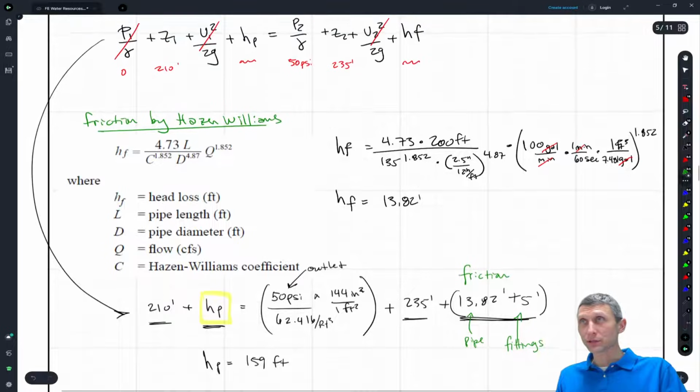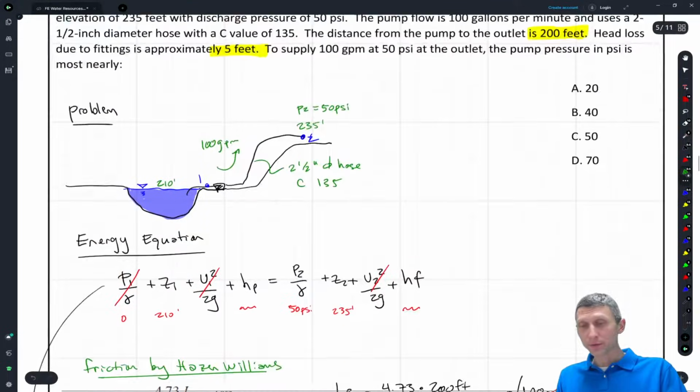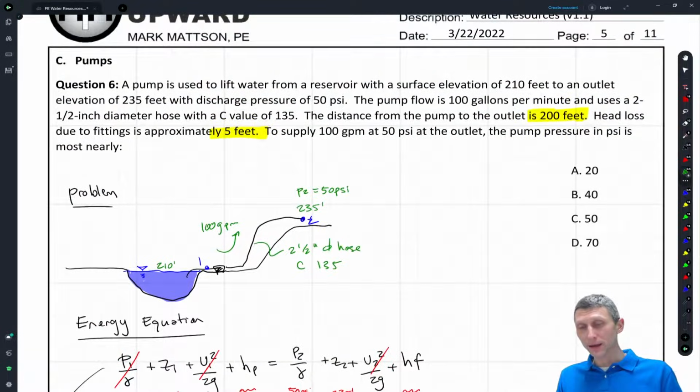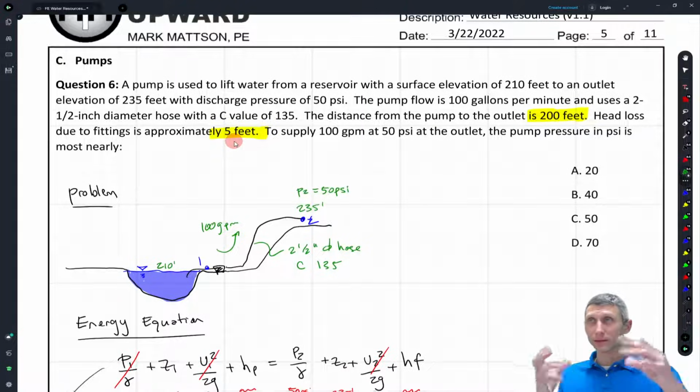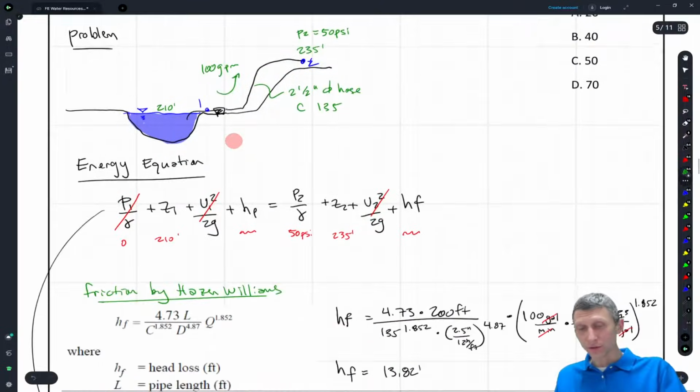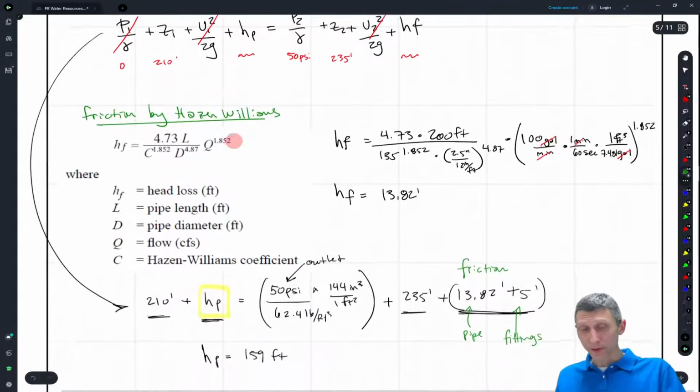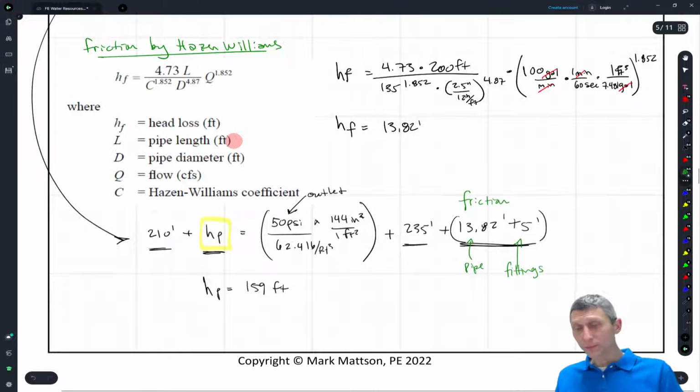Not sure where we got cut out, but the friction loss in the fittings is given in the problem statement as 5 feet. So that's going to be something that we have to also add in there, right? Because sometimes those nozzles, the contractions, and maybe some 90-degree fittings, you're going to lose some pressure that way. So when we plug all this in, we get a total head of 159 feet.